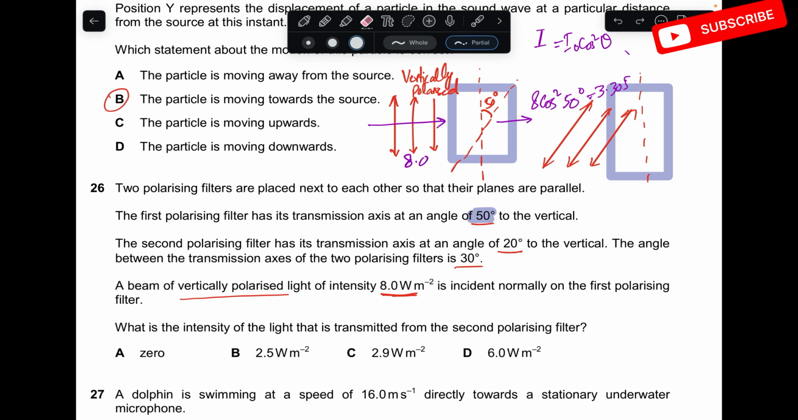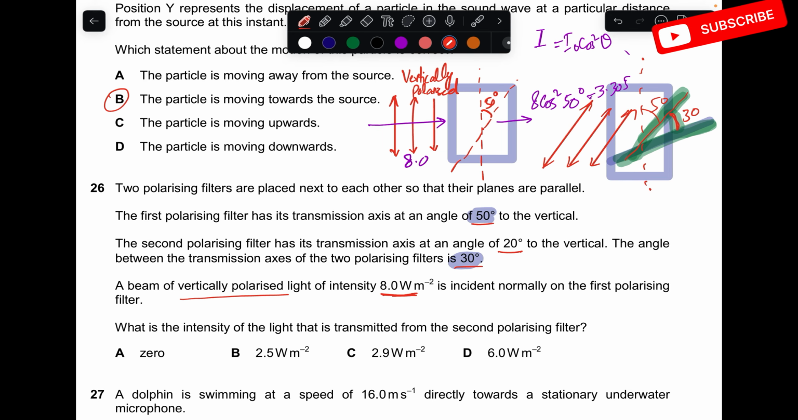If I make this a vertical line, the light is coming like this. The light is now polarized at 50 degrees, and the polarizer axis makes an angle with it, that is, the angle between them is 30 degrees. This is the polarized light, and this is the transmission axis of the polarizer. So this is the angle between the incoming light and the filter. So this is 30 degrees that you have to consider.